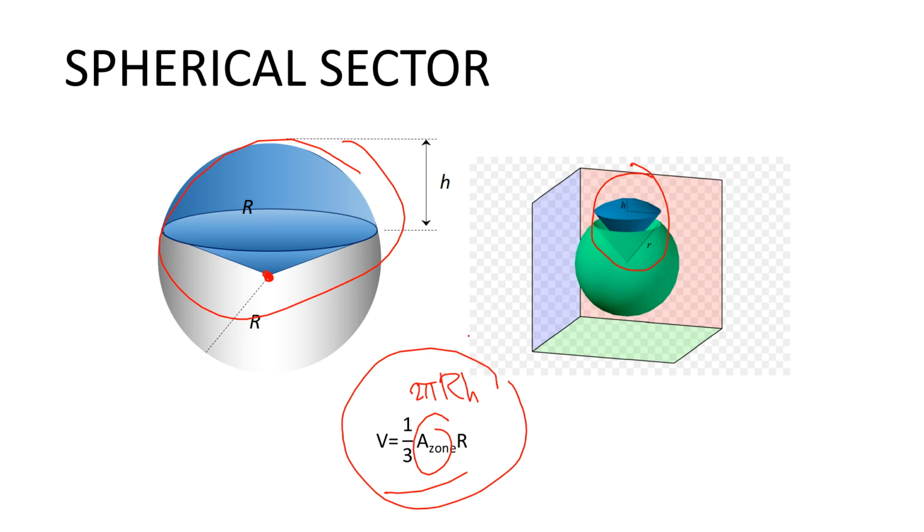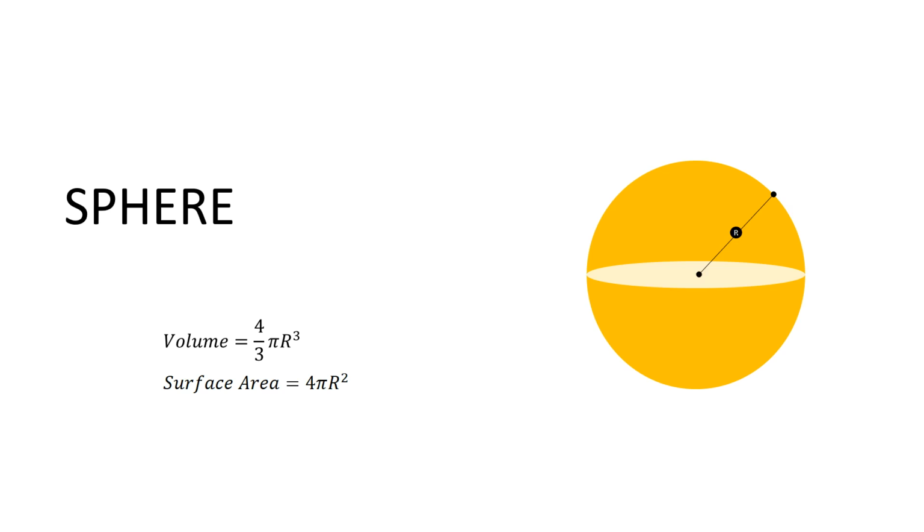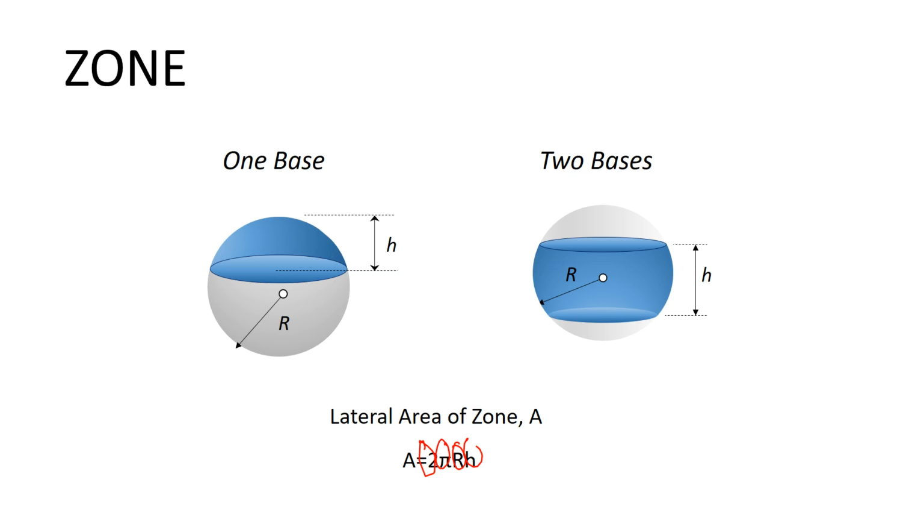1/3 the area of the zone times R. The area of your zone is 2πRh. Okay? So, those are the formulas. Sige, recap. First your sphere. Sorry ha, I'm taking too long just to explain the formulas. No explanation, just a run through of the formulas. But first, the volume. Then the surface area.